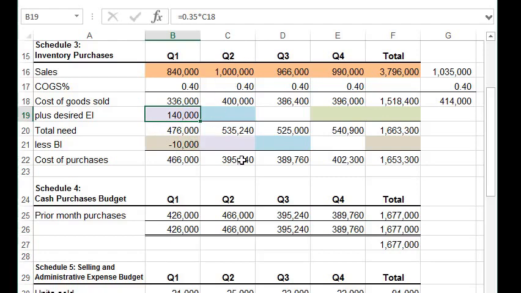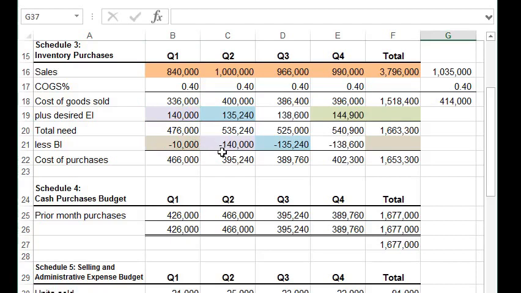Now, let's think about quarter 2. In quarter 2, we base our desired ending inventory on quarter 3 sales. So this number will just be 35% of the $386,400. Where do we get the beginning inventory for quarter 2? Well, you can see I've color matched these cells, because the beginning inventory for quarter 2 is, of course, the ending inventory at quarter 1. If quarter 1 ended on March 31st, quarter 2 began with the same dollar amount on April 1st.